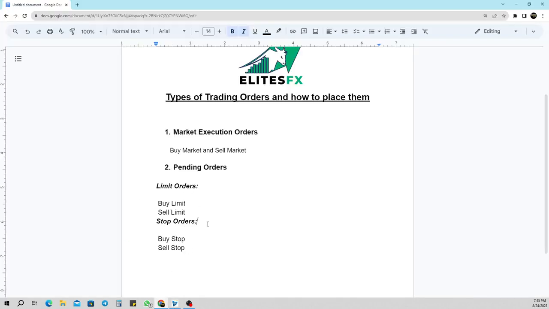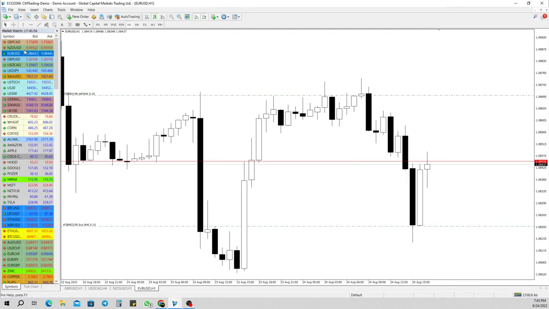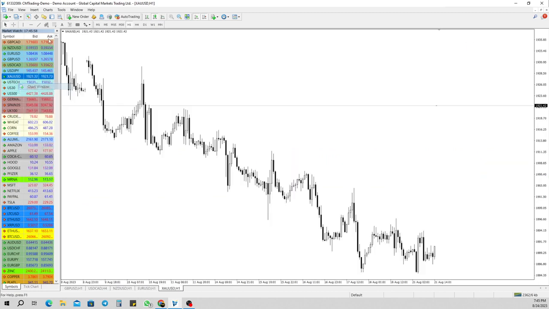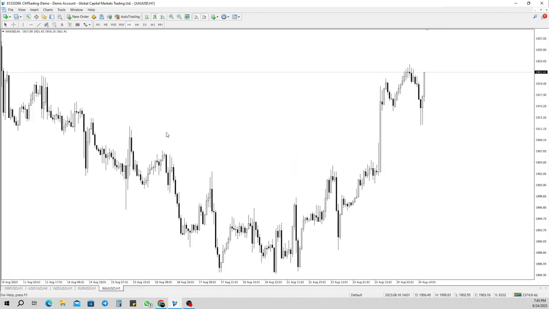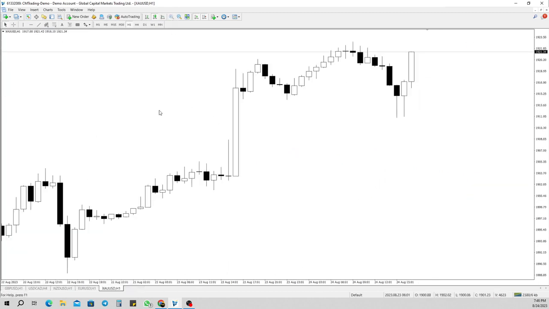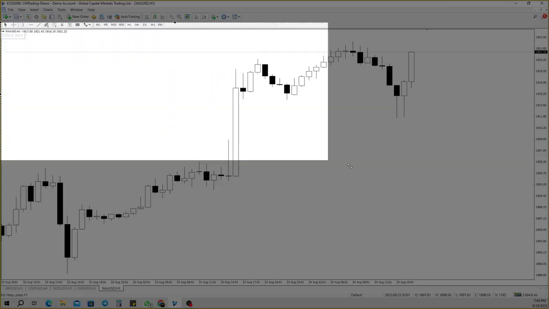Now the second type is stop orders. So now let's talk about those stop orders. I'm going to first of all use a clear chart. Okay, right here. Stop orders are also pending orders.